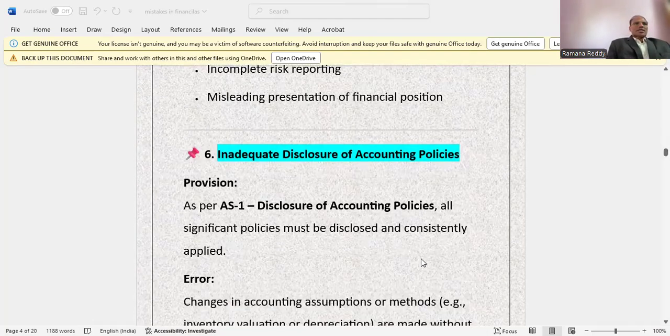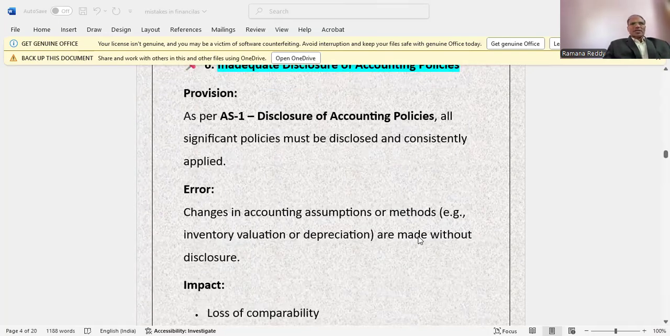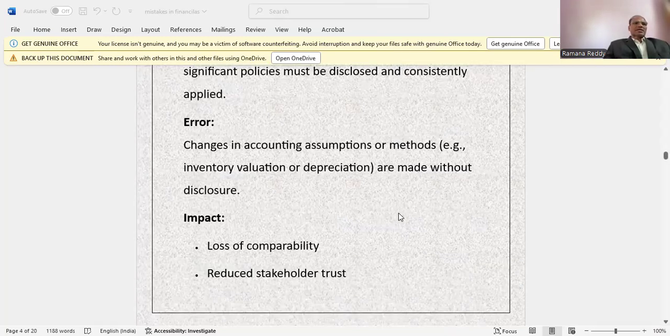Another error we will see is inadequate disclosure of accounting policies. As per accounting standard 1, disclosure of accounting policies, all significant policies must be disclosed and consistently applied. The error is changes in accounting assumptions or methods, for example, inventory valuation or depreciation, made without disclosure. The impact is loss of comparability and reduced stakeholder trust.